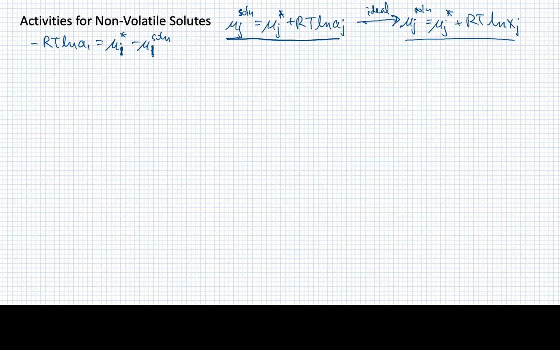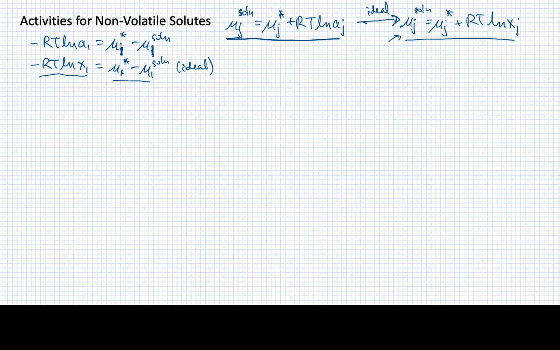Now, if I did the same kind of manipulation for this second equation, I would end up with minus RT log of x1 equal to mu1 star minus mu1 solution. But this is in the ideal limit, so this is only going to be good in that limit, as the mole fraction goes to 1. When we're not in that limit, this quantity is not going to equal the difference in those chemical potentials. It's going to equal something else.